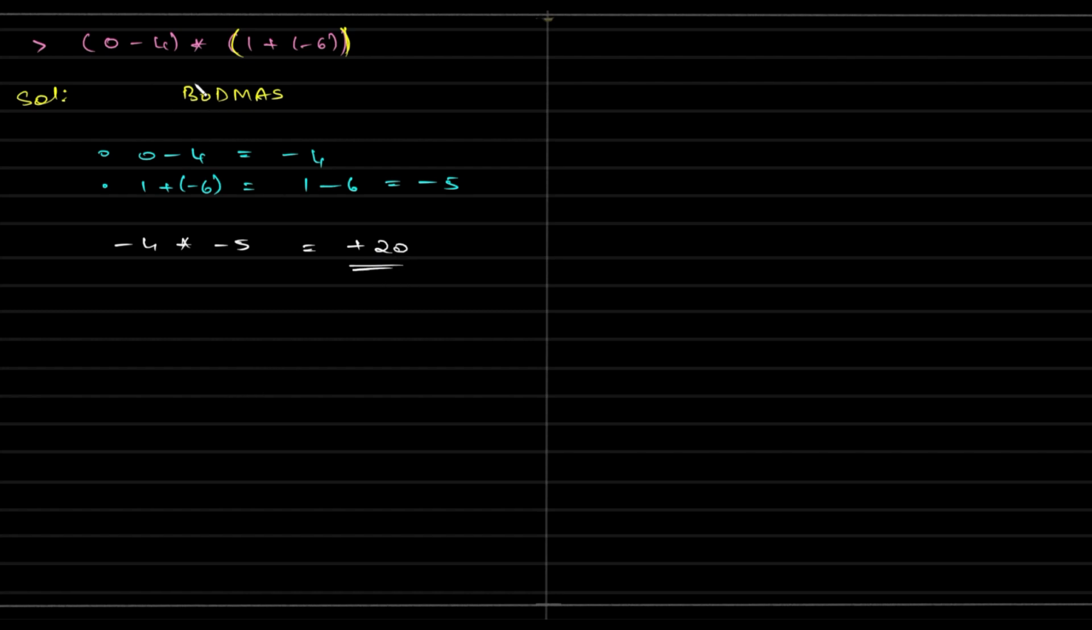Right? So brackets was done. Operation was not there. Division was not there. The only thing which was there was multiplication. No addition nor subtraction. And this is your final answer. Quite simple. One last question before you guys get frustrated. We'll just end with one last question. Try this out.